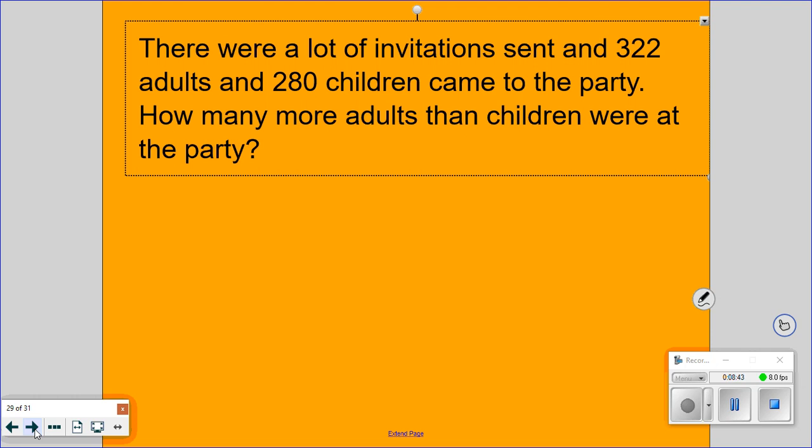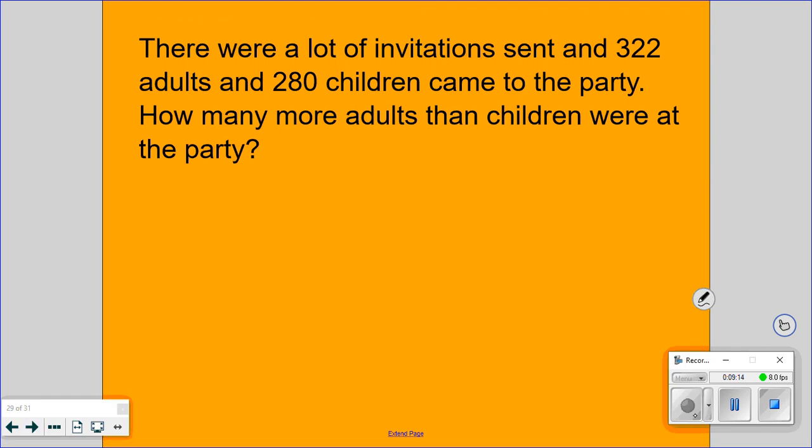There were a lot of invitations sent out. 322 adults and 280 children came to the party. Wow, that's a lot of people. How many more adults than children were at the party? Read that one more time. See if we can come up with our answer sentence. 122. How many more adults than children?